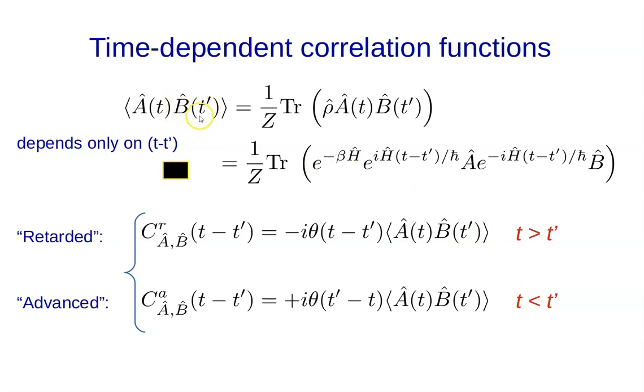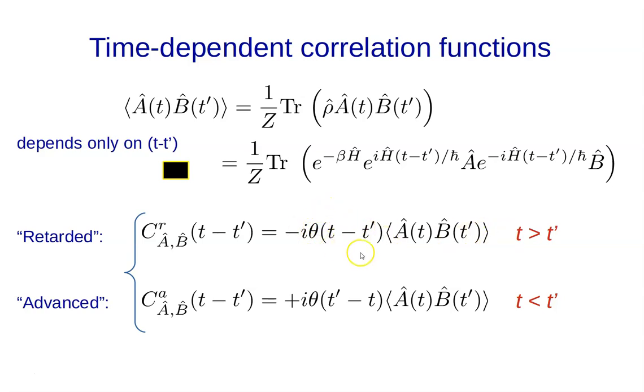Then we want to define the time-dependent correlation functions for the two cases. When I'm calculating the correlation, in this order here, A times B, when the time associated with B is smaller than the time associated with A, so the time evolution of B goes up to a time that is earlier, or retarded, relative to the time where I do the time evolution for operator A. In this case, this would be a retarded correlation function.